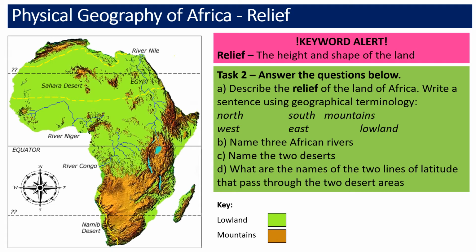Then I would like you to answer these next 3 questions. So name 3 African rivers, which you can see hopefully that are labelled on the map. Then you need to name 2 deserts in Africa, and also say what are the names of the lines of latitude that pass through the 2 desert regions. So we've got the equator in the middle, and I would like you to find out what these 2 lines are called. So that's a little bit more of a challenge.